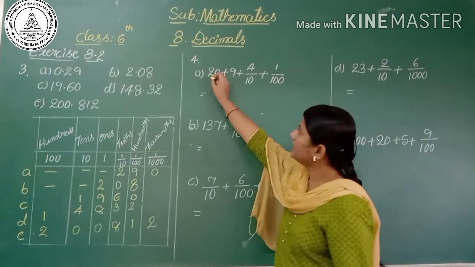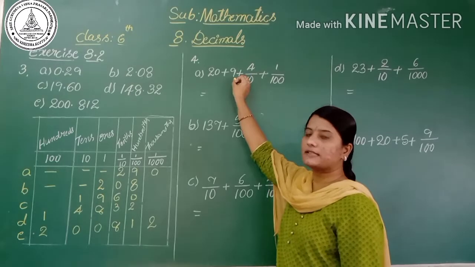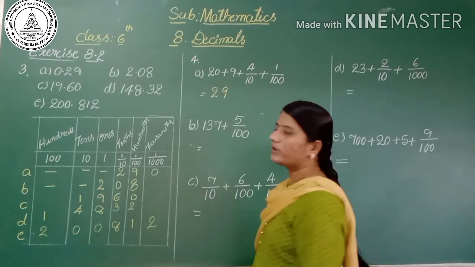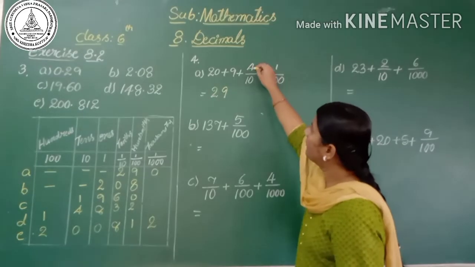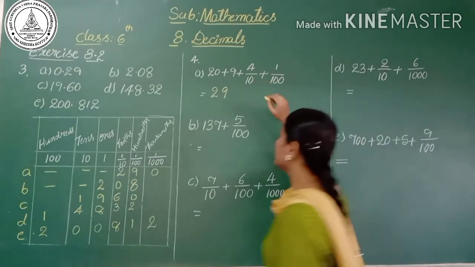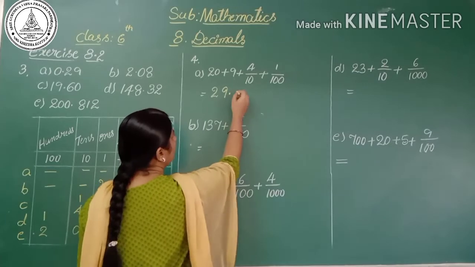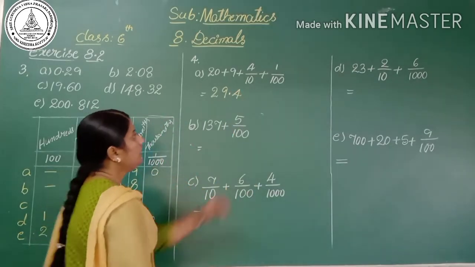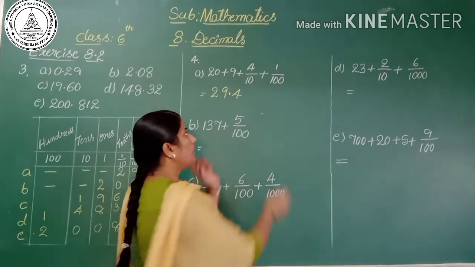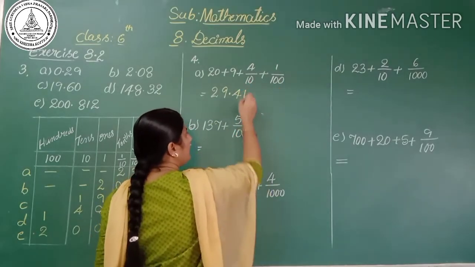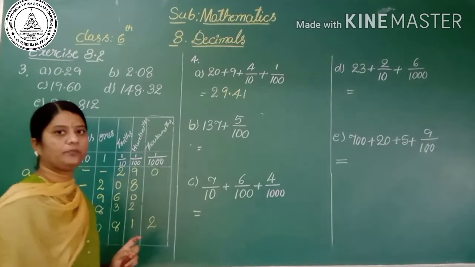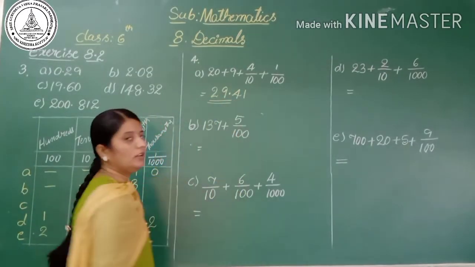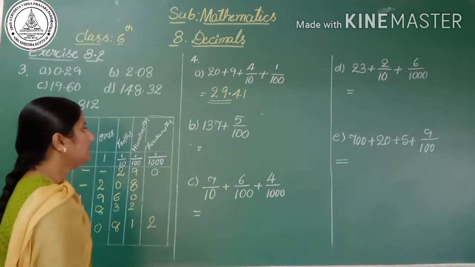Okay, so here there is a whole number 20 plus 9. We can write it as 29. Then after that, 4 tens. 4 tens means we have to write the decimal after the first place, which is the tens place. Then 1 hundredth means we have to write 1 in the hundredths place. So it is 29.41.